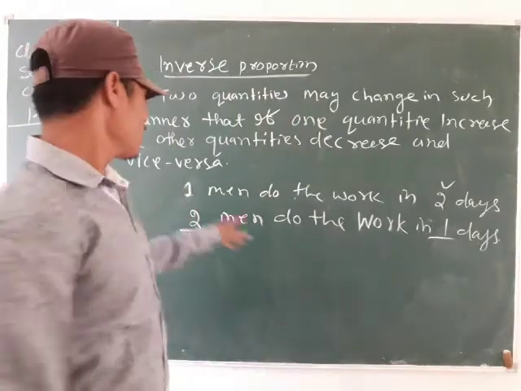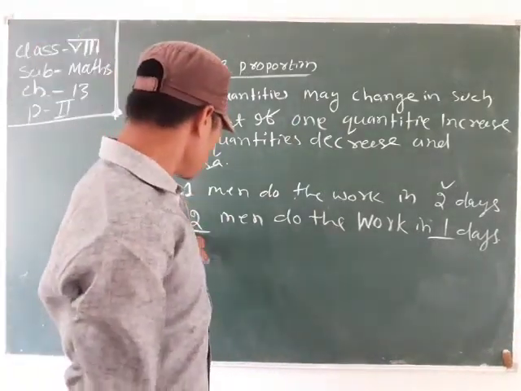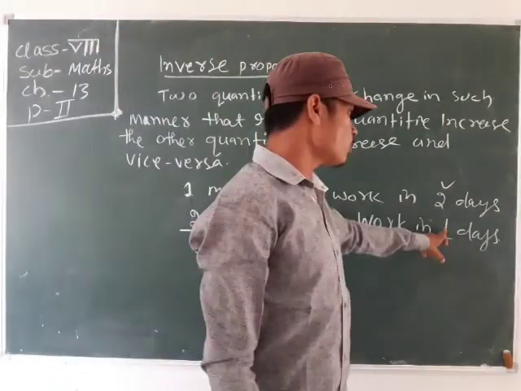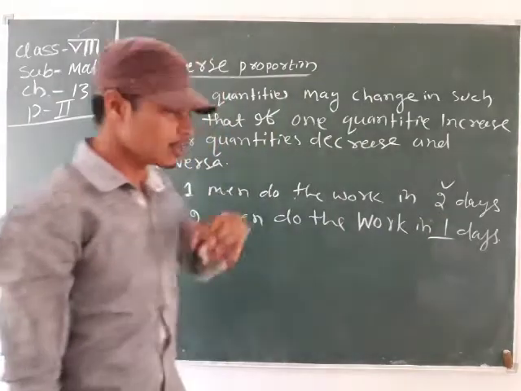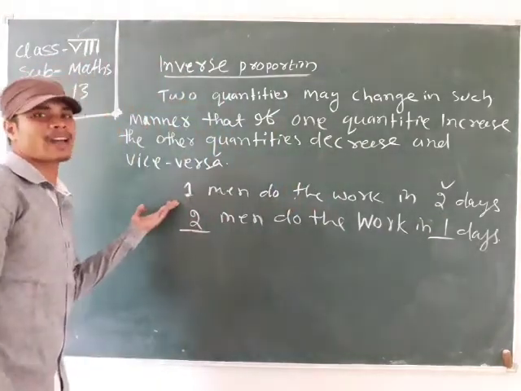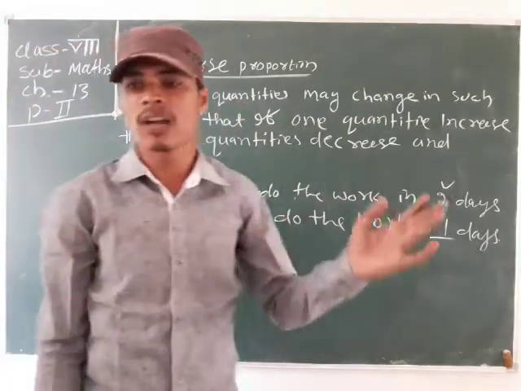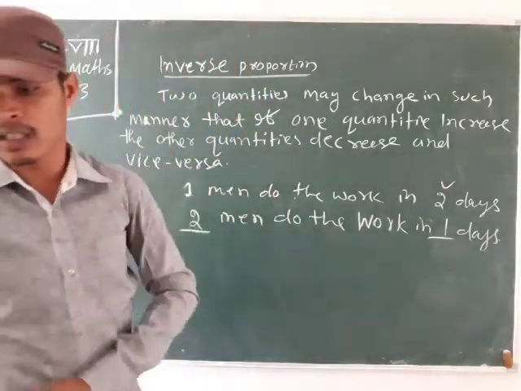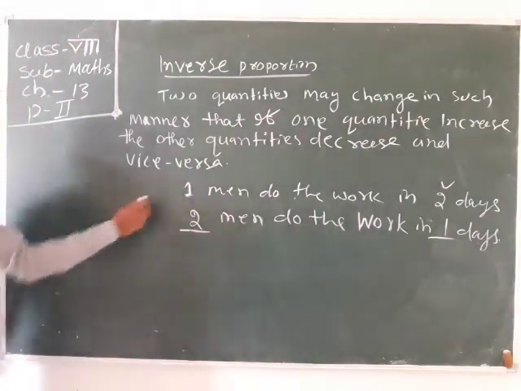See here, when the number of men is increased, then the number of days is decreased. When the number of days is increased, then the number of men is decreased. It is known as inverse proportion. Also, I will give another example.